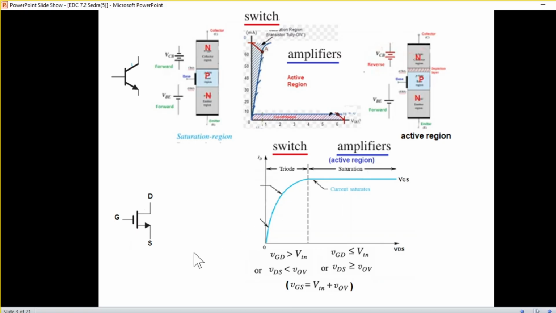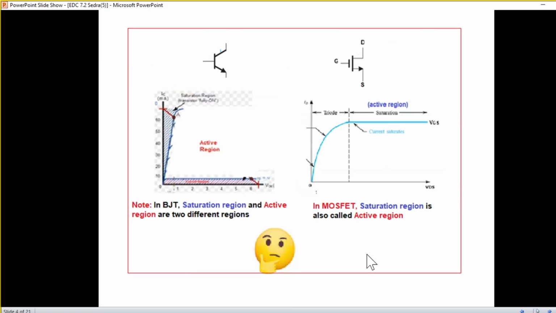And just a point to emphasize that in case of a BJT we have a saturation region and active region, but in case of a MOSFET it's confusing that the saturation region is also called active region, and the other region is called triode region. So don't forget this point, that in many places it is called saturation region and in many places it is called active region.